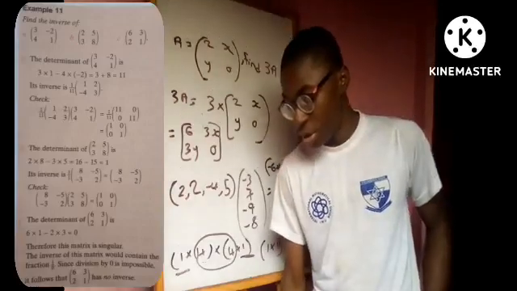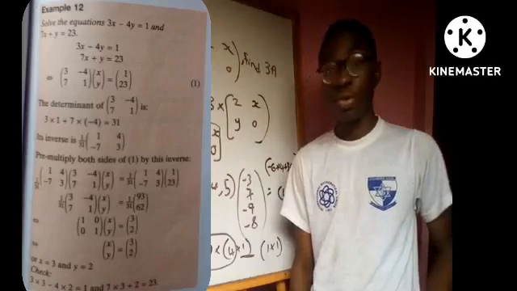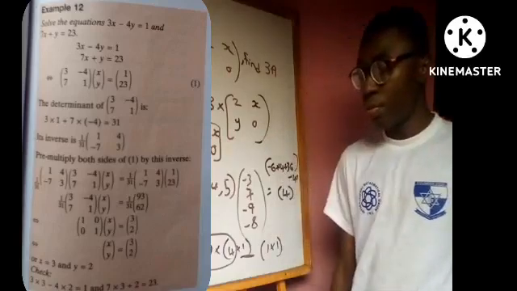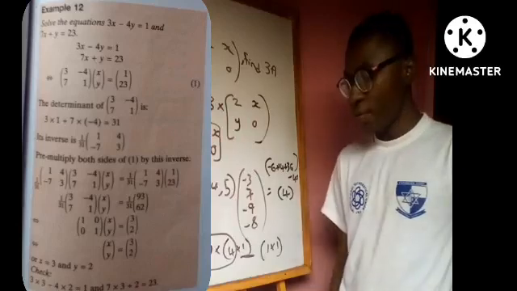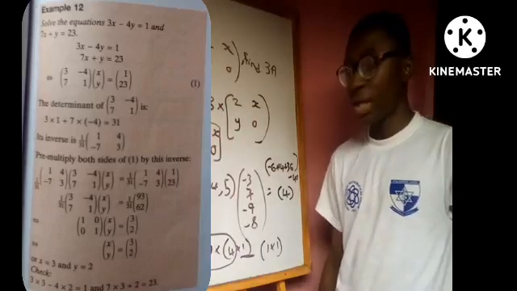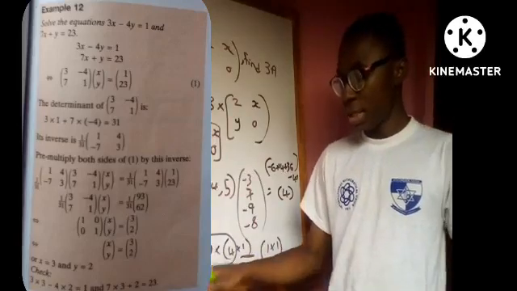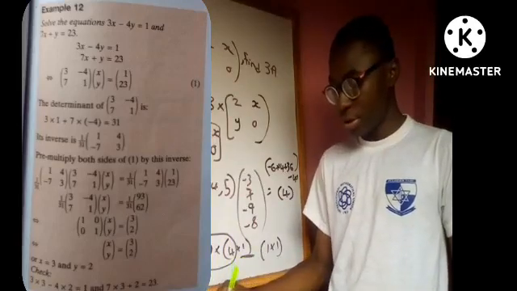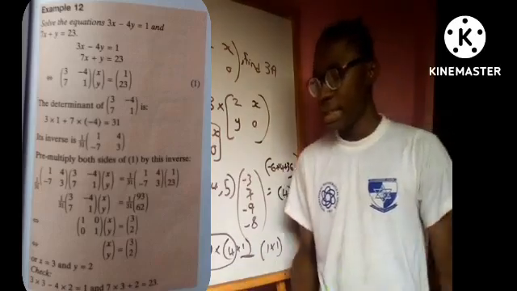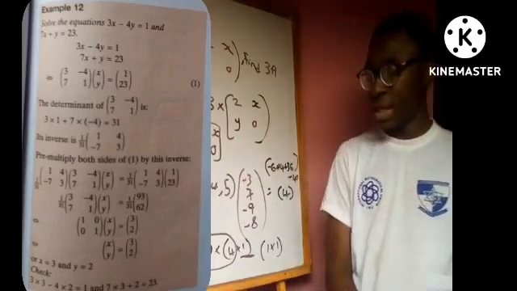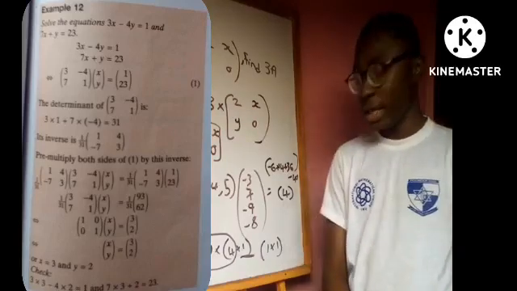So what you do is, if you have two equations, you are going to multiply both sides of the resulting matrix equation by the inverse of that matrix. Just as we have here. So let's talk about that. Let's solve a particular set of equations: 3x minus 4y equals 1 and 7x plus y equals 23.